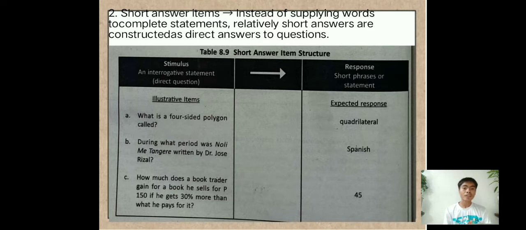Example, number 1: What is a four-sided polygon called? The students will reply that the answer is quadrilateral. Letter B: During what period was Noli Me Tangere written by Dr. Jose Rizal? The students will answer that it was during the Spanish period. Letter C: How much does a book trader gain for a book he sells for 100 pesos if he gets 30% more than what he pays for it? The students will answer 45 pesos. In the interaction between students and teacher, in terms of stimulus and response, the teacher will ask a question and the student will answer it.